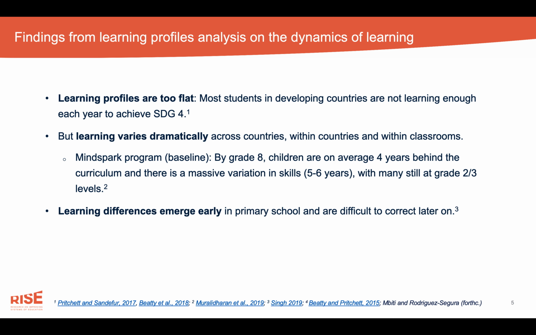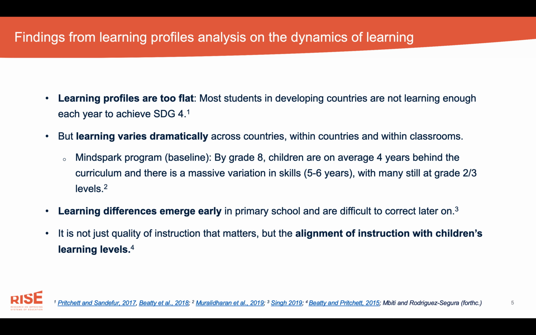Third, learning differences emerge very early, and they are difficult to correct later on because they grow over time. Our colleague Abhijeet Singh, for instance, has done analysis of Young Lives data and found that learning differences are already big and significant between children in Vietnam and India by age 8. So much earlier than we would usually anticipate.